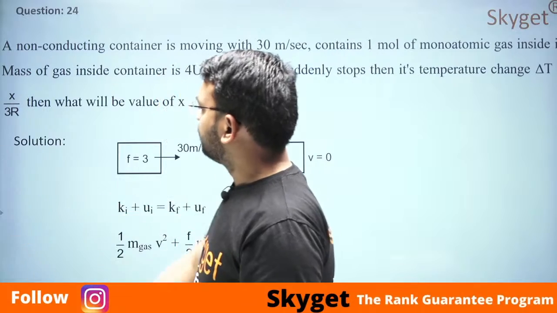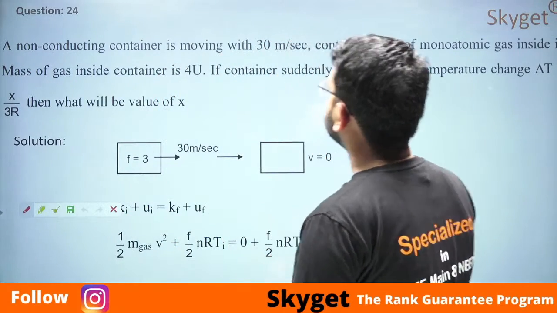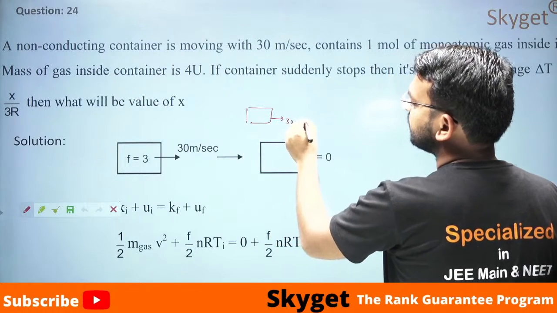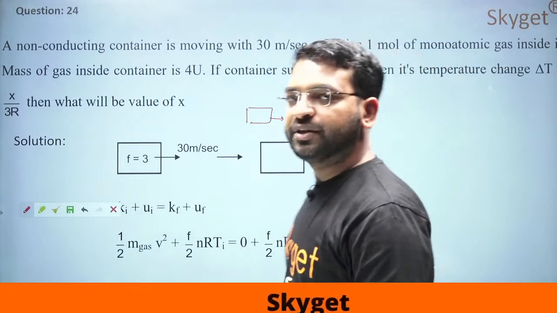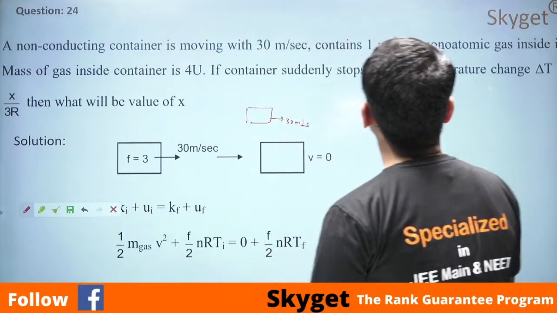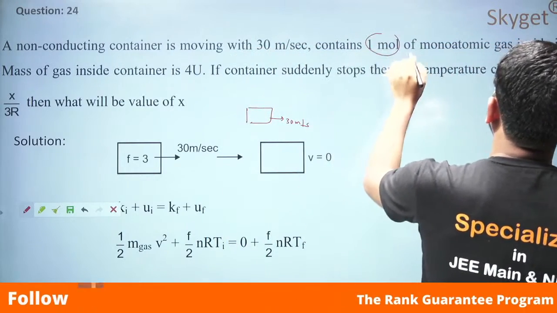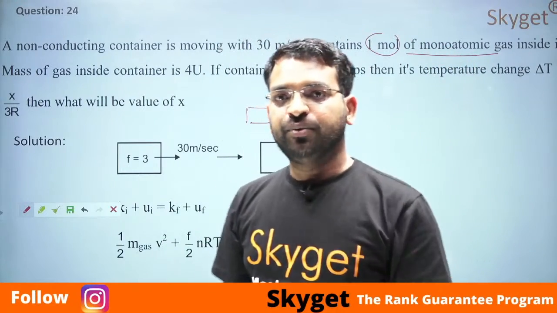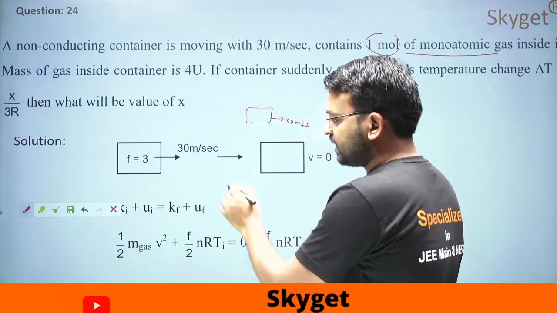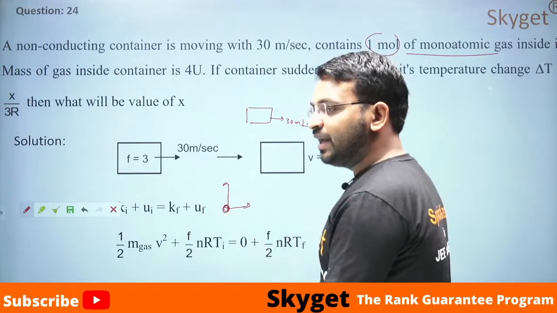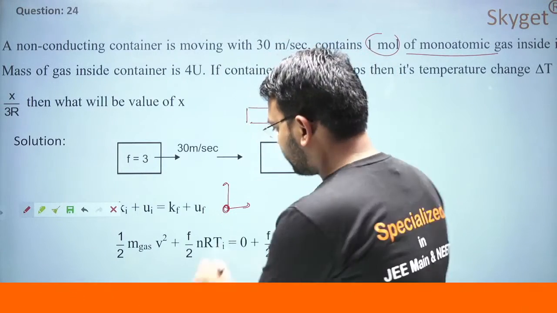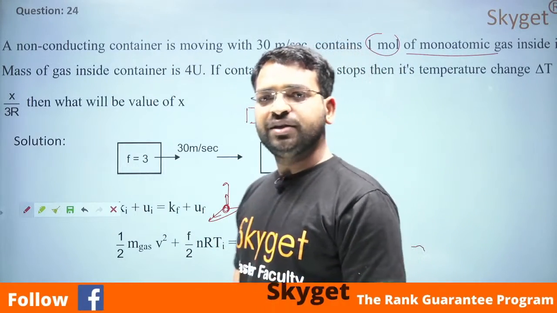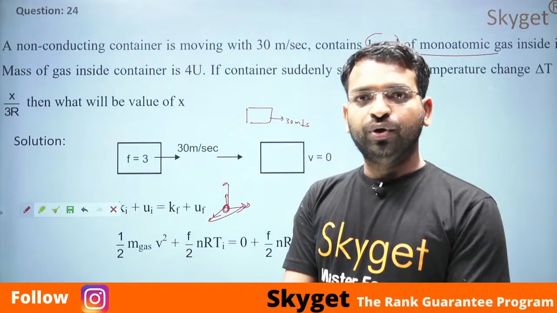Now the question is that it's moving with 30 meter per second. So this is a block moving at 30 meter per second, and it contains 1 mole of monoatomic gas. For monoatomic gas, what is the degree of freedom? That is 3. What is the degree of freedom? Degree of freedom is, let's suppose if you leave the object, in how many directions it can move. It can move in the x direction, y and z, 3 directions. So it has a degree of freedom equal to 3.